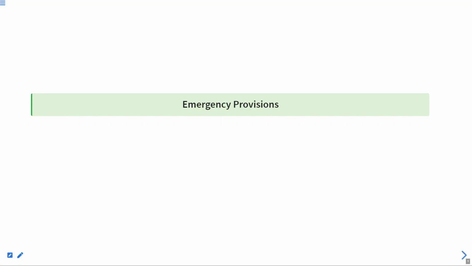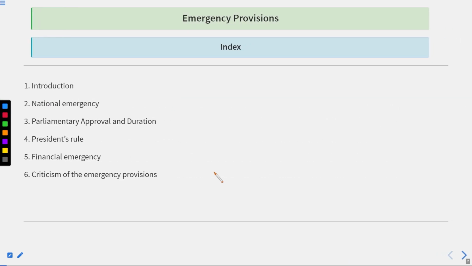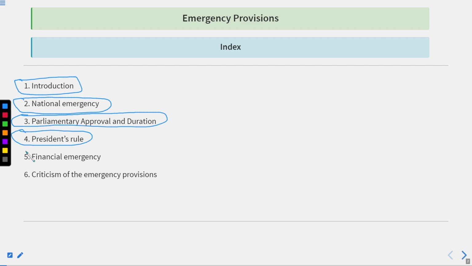So students, as we know, we are covering the emergency provisions. Under this series, these are the topics we have scheduled for the discussion: starting with the introduction part, thereafter the national emergency, the parliamentary approval and the duration, the president's rule, the financial emergency, and the criticism of emergency provision. So far, we have finished the introduction part.